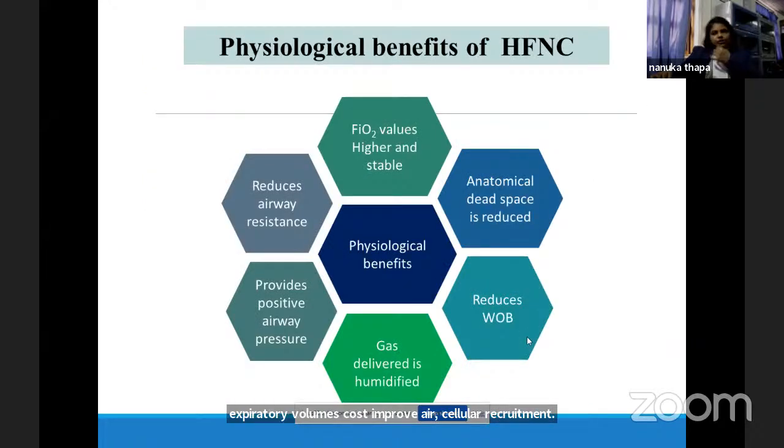So what are the physiological benefits of HFNC? The anatomical dead space is reduced, work of breathing is reduced, gas delivered is humidified, it provides positive airway pressures, airway resistance is decreased, and FiO2 values are higher and stable.